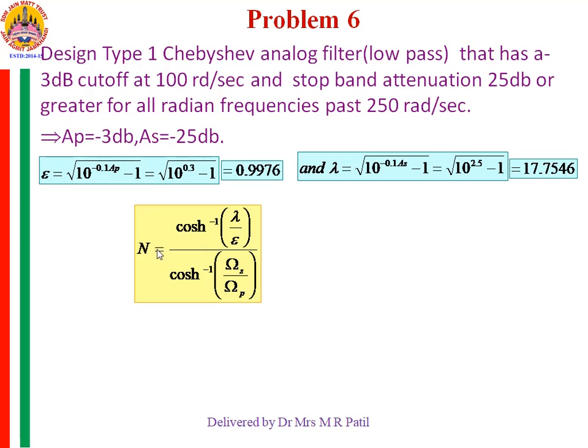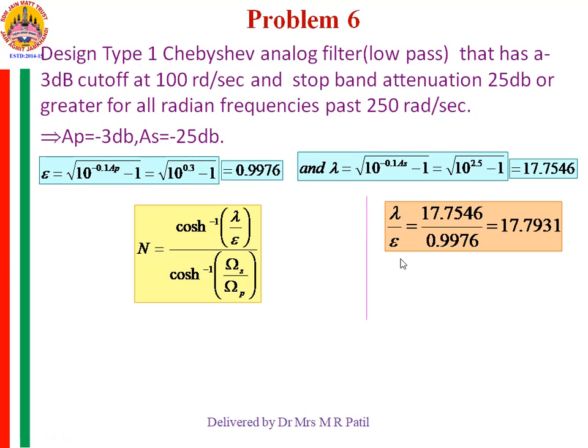We shall substitute it in the equation of n. Now we have n is equal to cosh inverse of lambda by epsilon upon cosh inverse of omega s by omega p. Omega s is 250 radians per second. Omega p is 100 radians per second. So first let us compute the ratio lambda by epsilon. Lambda by epsilon is equal to 17.7931 and the ratio of omega s by omega p, that is 250 by 100, is 2.5.